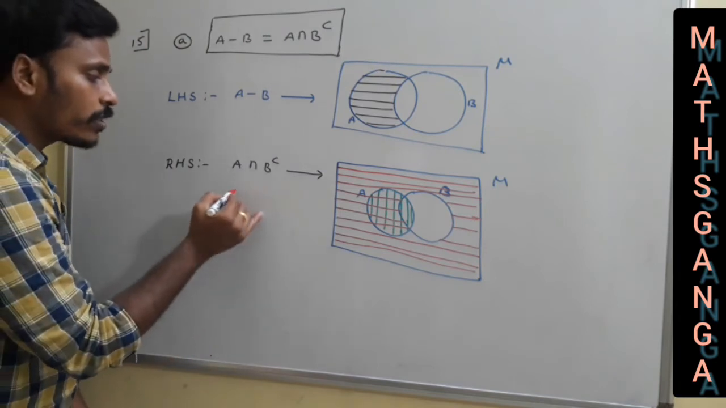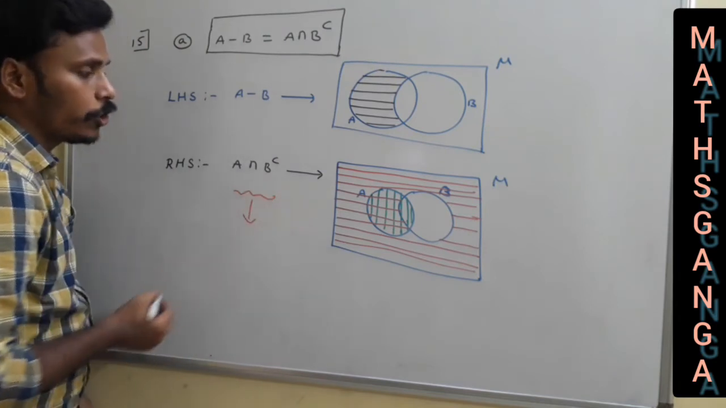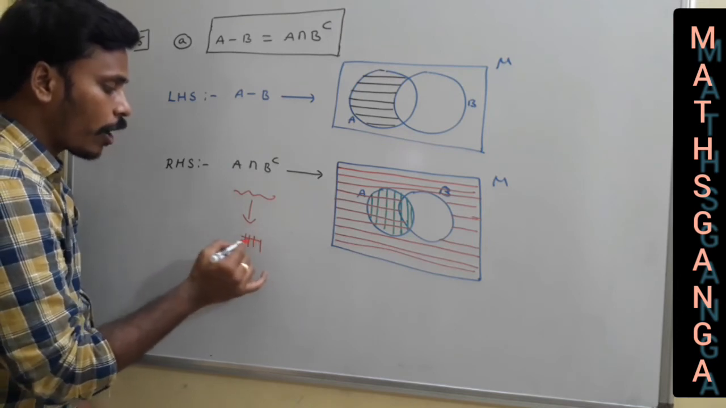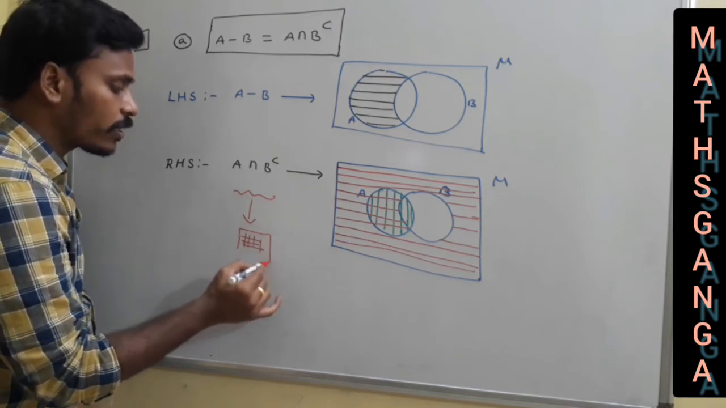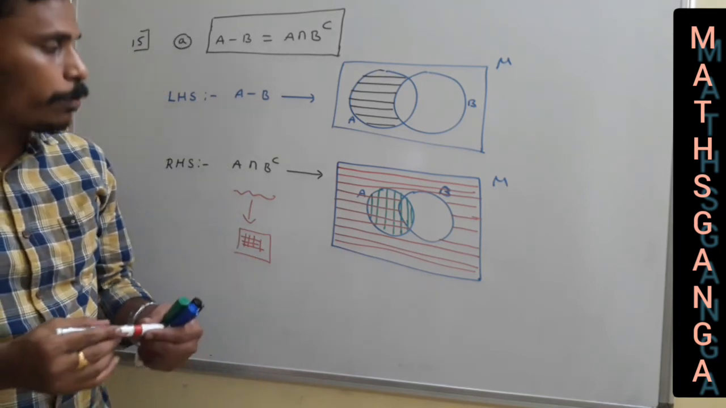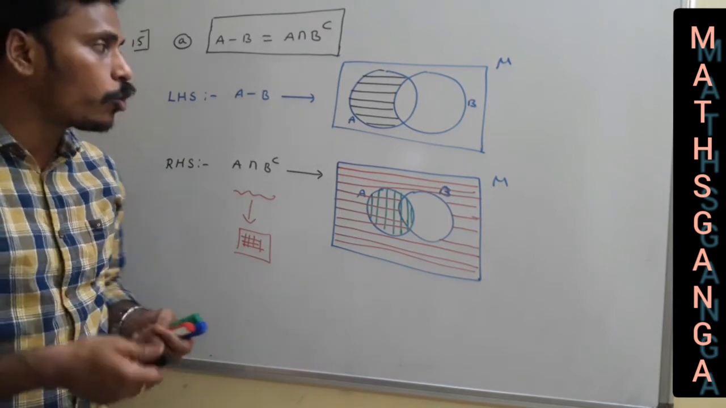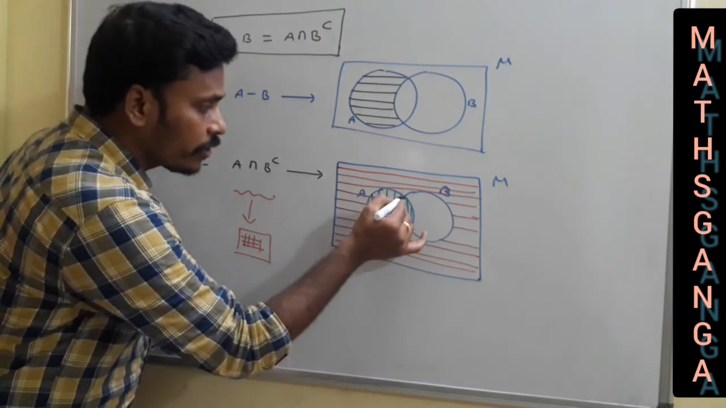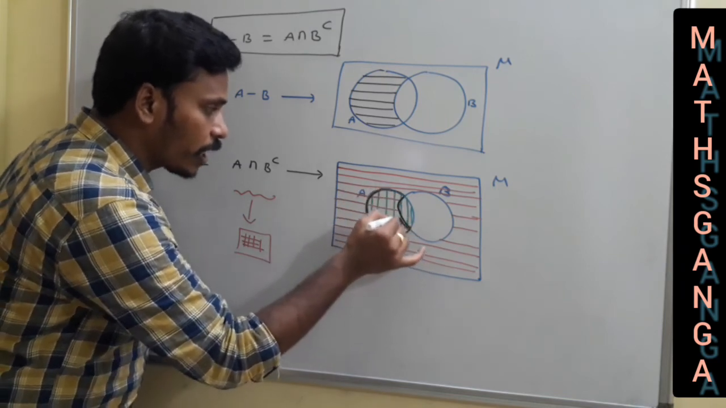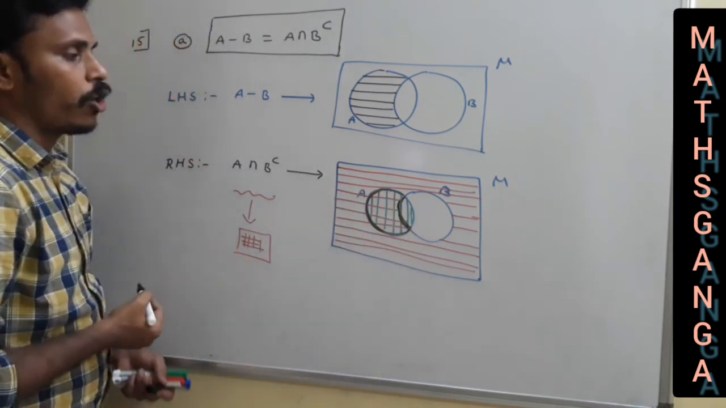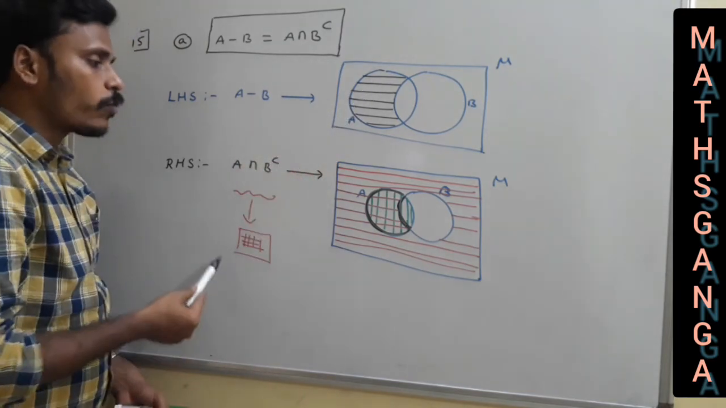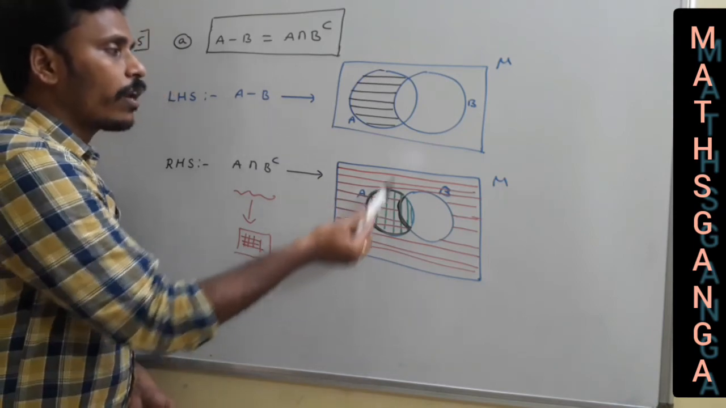Now coming to the intersection part, as I mentioned, for A vertical lines and for B horizontal lines, those checkered lines I identify as A intersection B complement. At the end, if you observe, this is the region where the checkered lines are involved, and this region is A intersection B complement. Now if you look, the region in the left hand side and the region in the right hand side are the same.